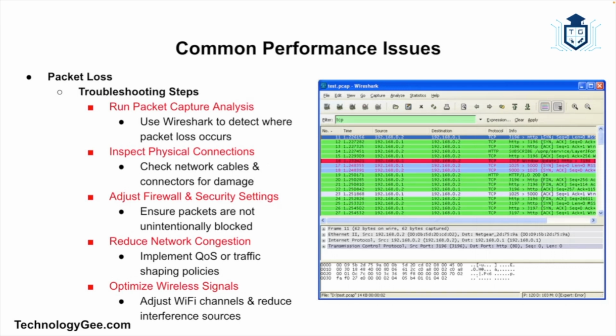You can check network cables and connectors for physical damage. You can adjust firewall settings to prevent unnecessary filtering. And you can reduce congestion by implementing traffic shaping or quality of service policies.